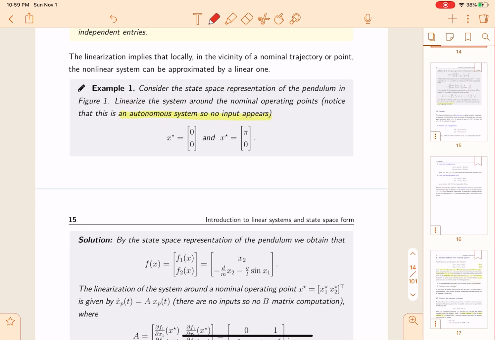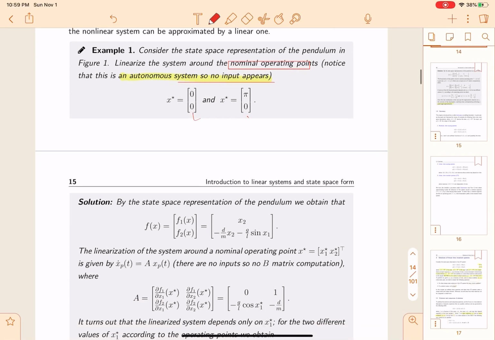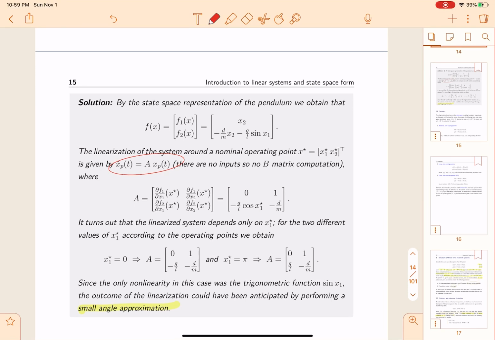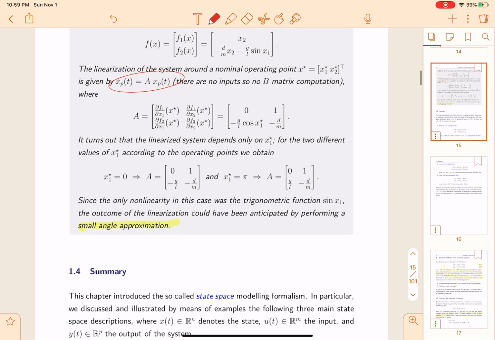To look at one example, consider the state space representation of a pendulum, linearized around the nominal operating point. And this is an autonomous system, so no input appears, no external force. So we will get these two expressions. By the state space representation of the pendulum, we have f equals f1, f2, and the linearization of the system around the nominal operating point is given by this. Okay, then we will perform a small angle approximation.